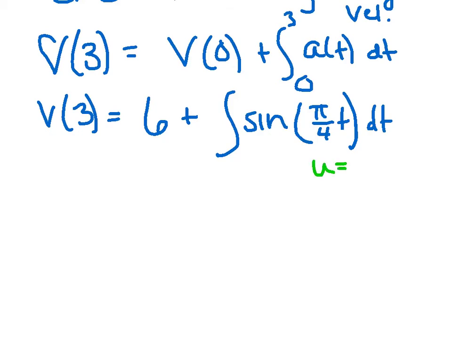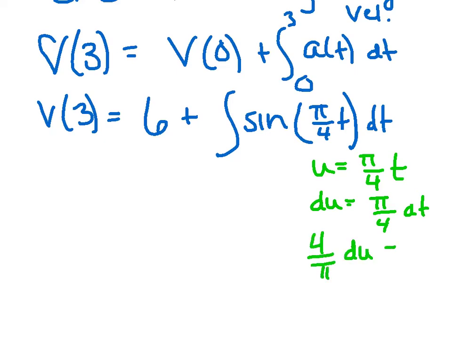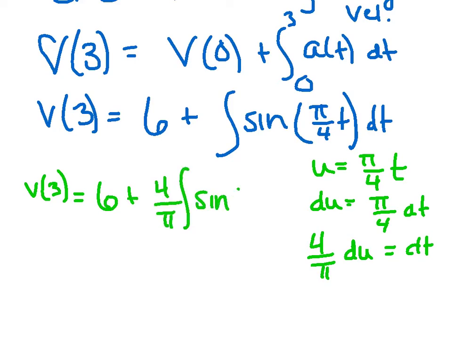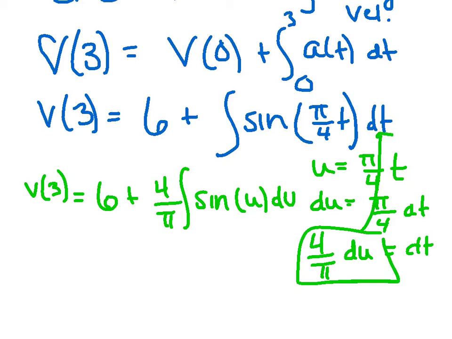Hopefully you're seeing u sub there. Pi over 4t du is equal to pi over 4 dt. When I solve, I'm basically going to multiply by the reciprocal, so I get 4 over pi du equals dt. So I've got v of 3 is equal to 6 plus 4 over pi, the integral of the sine of u du. Okay, I substituted this into my dt. Maybe you can do that in your head by now.